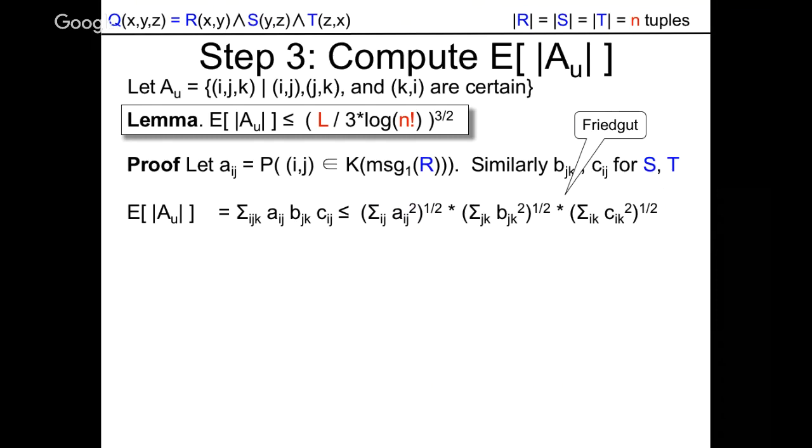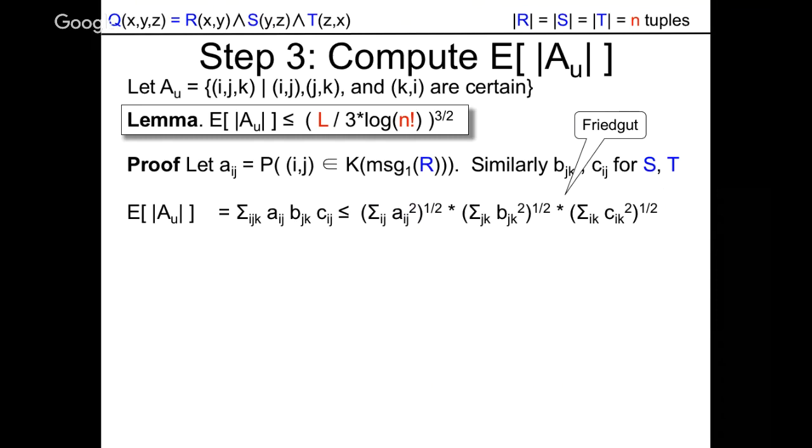I'm going to assume independence as before. This is a critical step. So it is a sum of the products of these 3 probabilities over all the potential triangles. Now we are going to use Friedgut inequality. This is a beautiful place where we use Friedgut inequality.